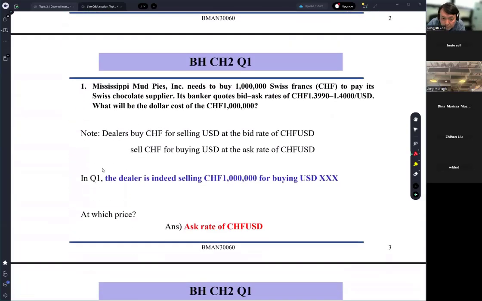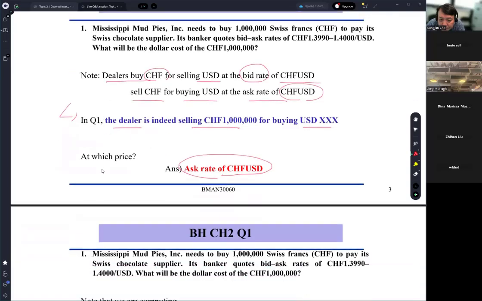So again, I'm writing this one here. Dealer buys Swiss franc for selling dollar at the bid rate, bid price of CHF USD. Dealer sells Swiss franc for buying US dollar at the ask rate of CHF USD. In this transaction, dealer, bank, is selling Swiss franc for buying dollar. So we have to use ask rate of CHF USD. Dealer is selling Swiss franc.